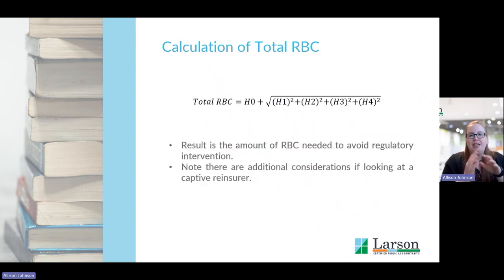You can see that each risk is considered, and my apologies, those should be R0, R1 instead of H, but it squares those and then square roots them. So the result is the amount of RBC you need to avoid regulatory intervention. Note, if you do have a captive insurer, reinsurer, there's some differences here, but those aren't highlighted in our training today.